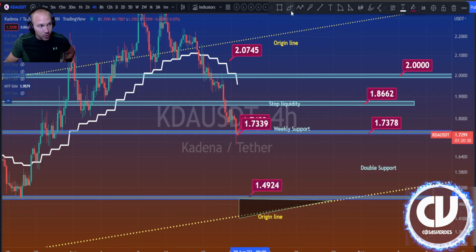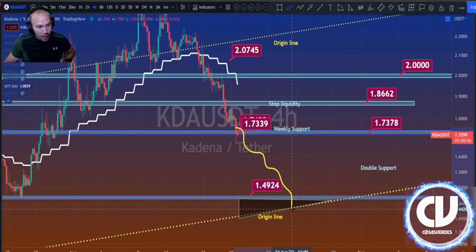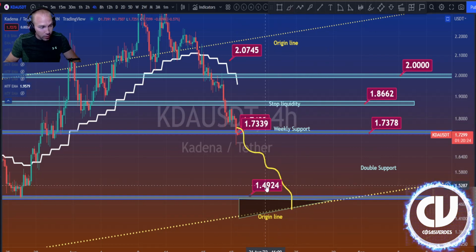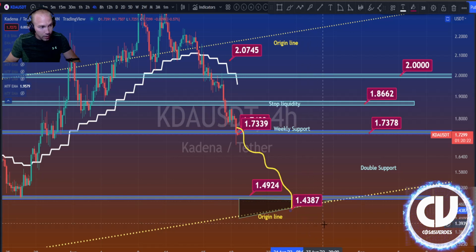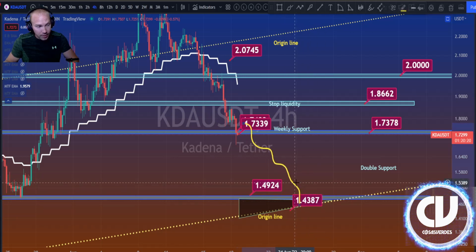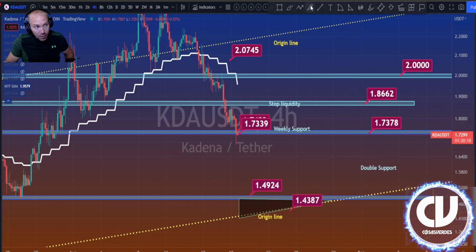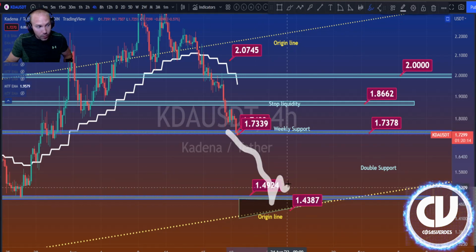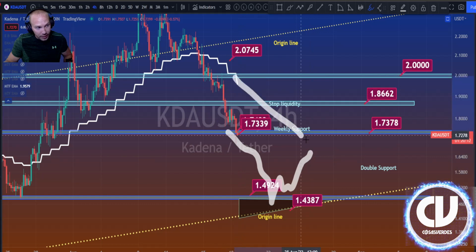It could want to touch this origin line way down here, and that would be closer to $1.40, $1.43. Making sense? And it could stop in the middle of the triangle too. It could just go, hey, trampoline, there we go. Now we're going to touch the daily 10, which is descending.